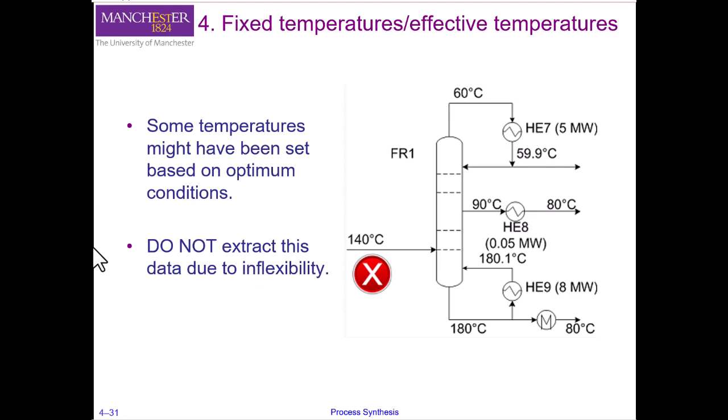So we don't want to extract that kind of data. And similarly, here we have an example of a distillation column, and this distillation column is operating at 140 degrees centigrade, for example, inlet feed. And we might not want to change it because this temperature might be based on the optimization of this distillation column through the design. Okay, so in this case, we just want to keep this temperature fixed, and as such we will not extract it for our heat recovery or pinch analysis.